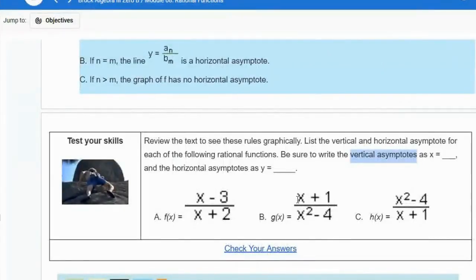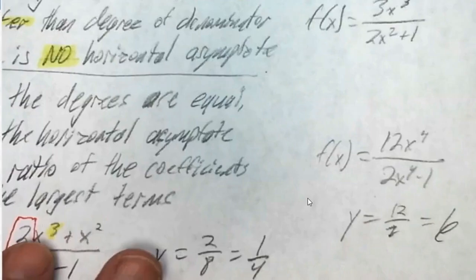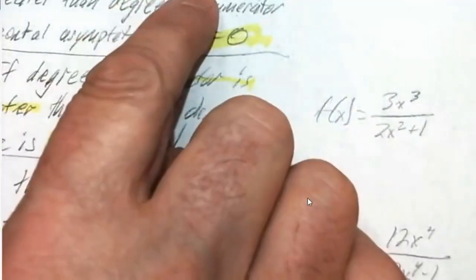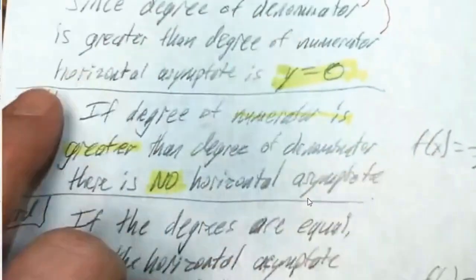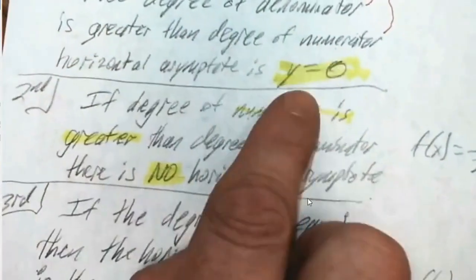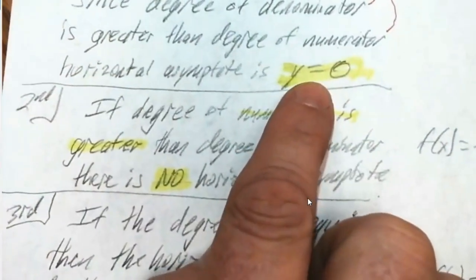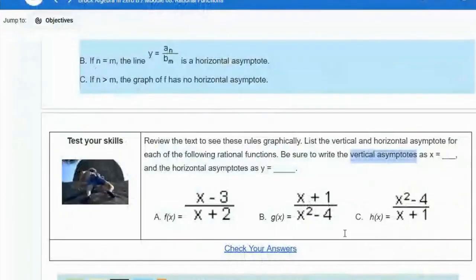Okay, look at this one, x plus 1 over x squared minus 4. In this case, x to the 1st degree, x squared second degree, the denominator is larger than the numerator. So if we go back to our notes, the denominator is greater than the numerator, so this will have a horizontal asymptote at y equals 0. So this middle one is a horizontal asymptote at y equals 0.